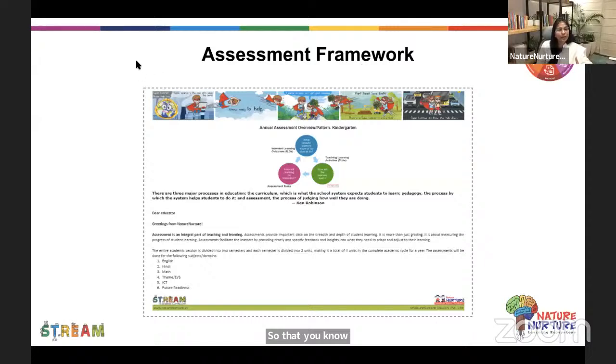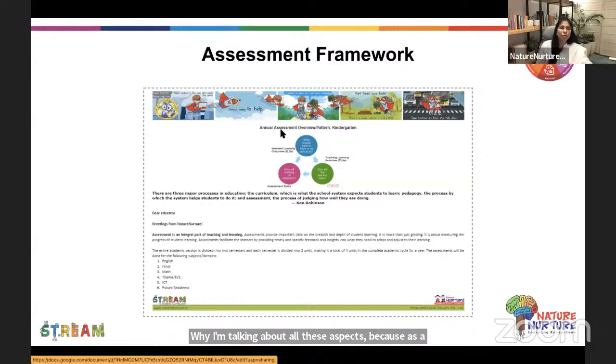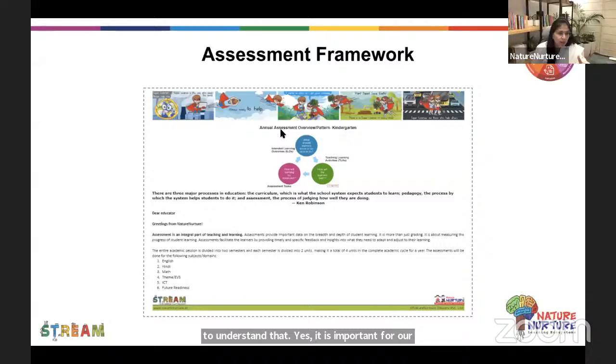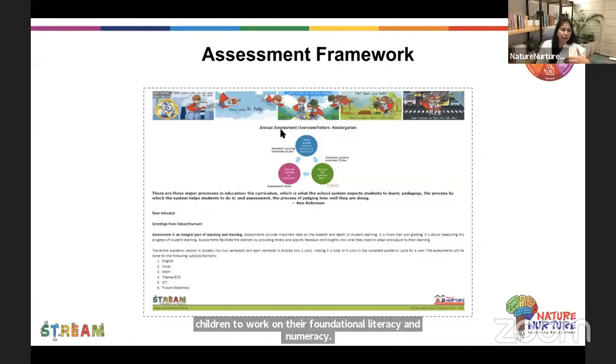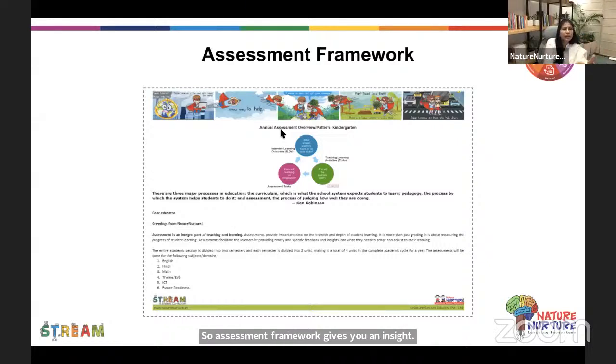Why am I talking about all these aspects? Because as a practitioner, sometimes you get overwhelmed when the parents reach out to you and ask questions like, ma'am, why aren't you making them do written assessments and stuff like that? So you need to understand that, yes, it is important for our children to work on their foundational literacy and numeracy. However, it doesn't have to be something stressful, but a tool to measure where my child is. So the assessment framework gives you an insight into the proportion of hands-on learning activities and summative assessments, and when it needs to be done.